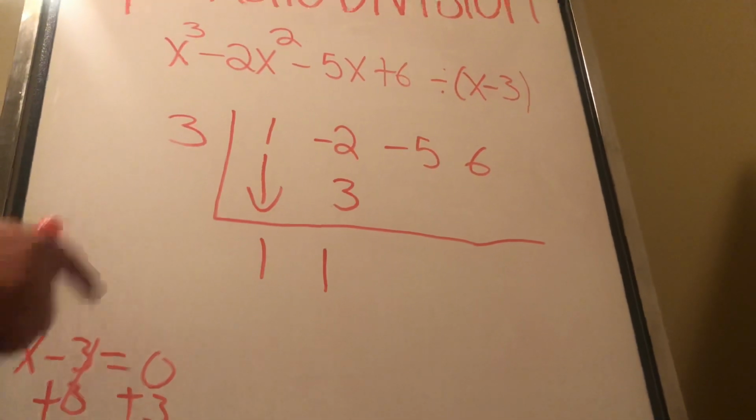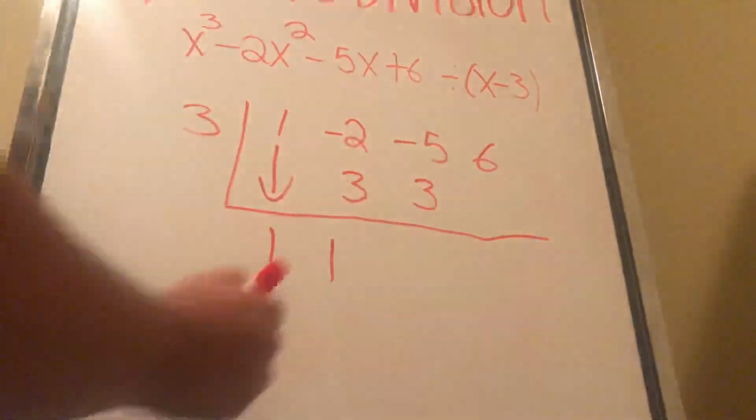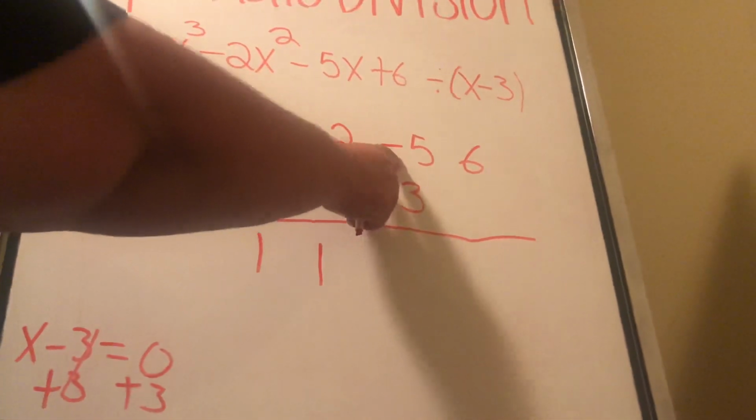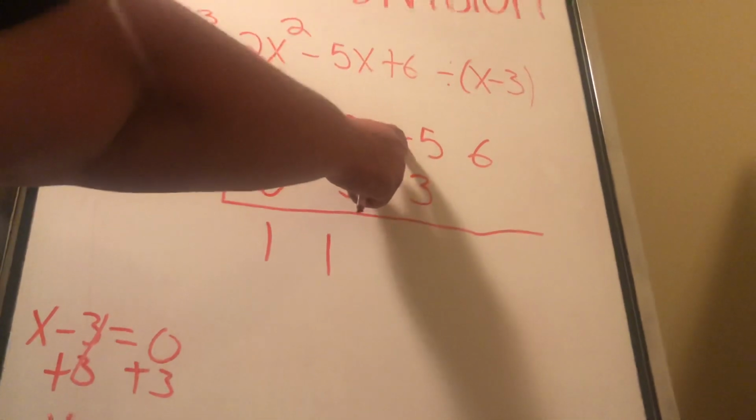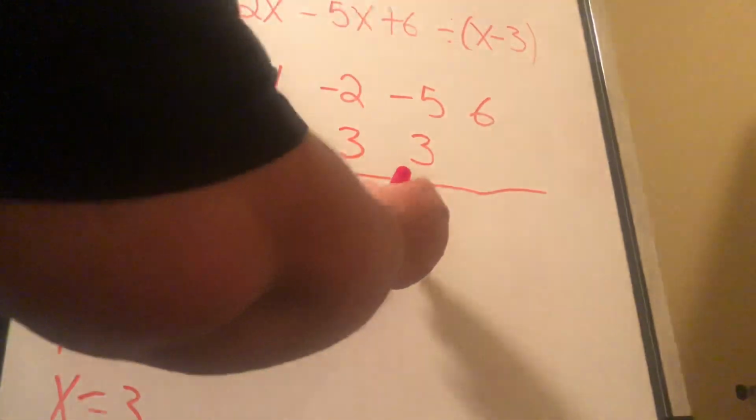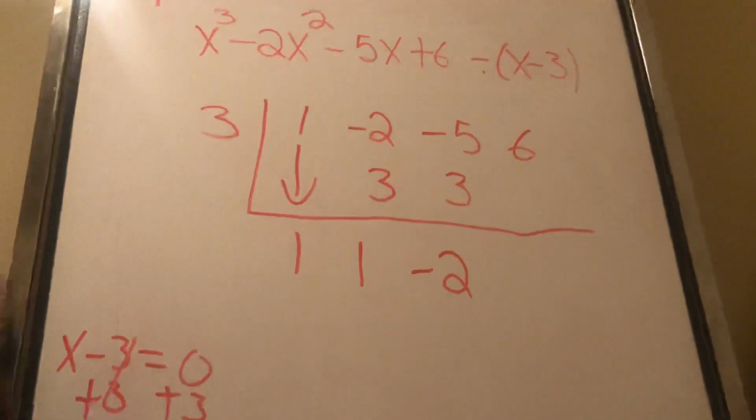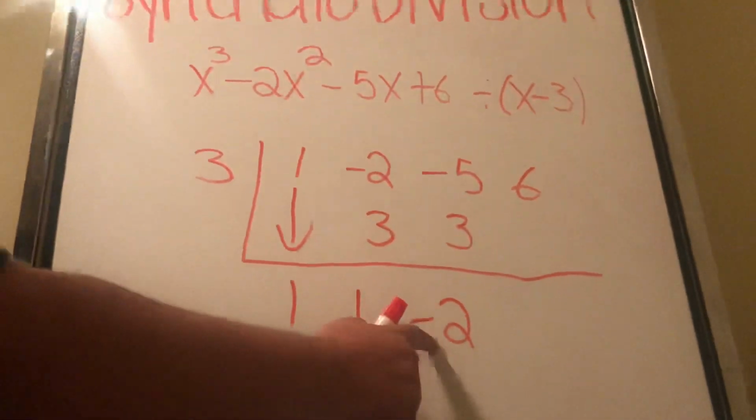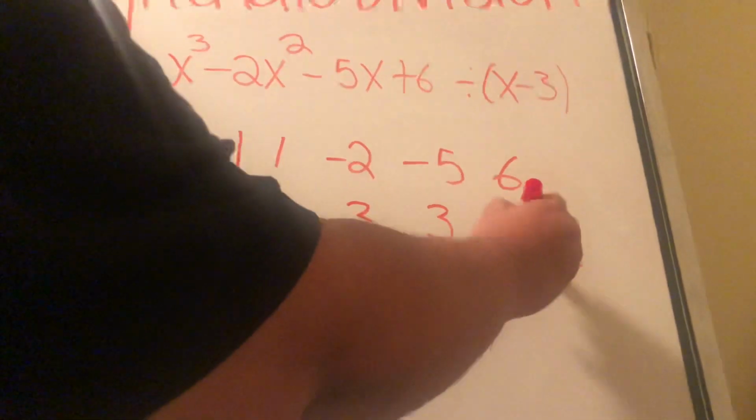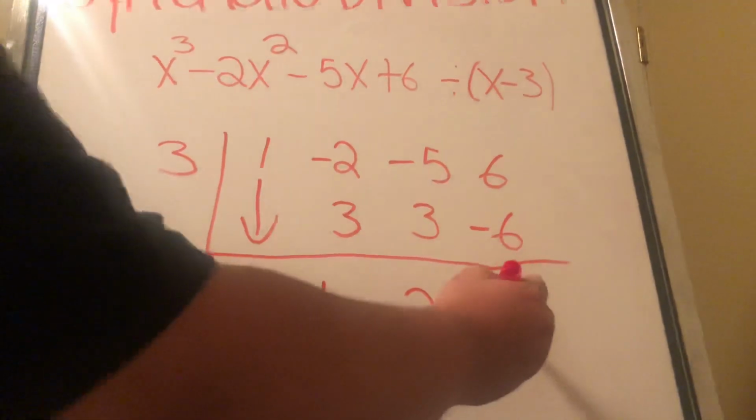And then we begin again. 3 times 1, that's 3. -5 plus 3. That's like saying you owe someone $5. You give them 3. That means you still owe them 2. Now, last part. 3 times -2, well, that's -6. Then 6 minus 6 is 0.